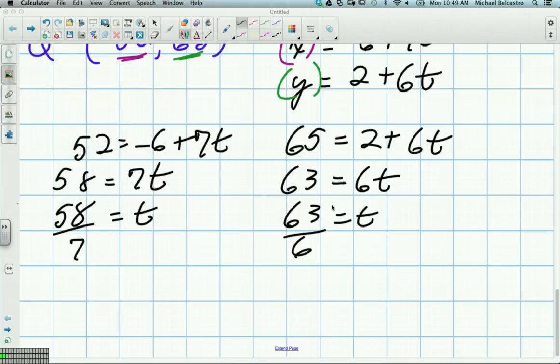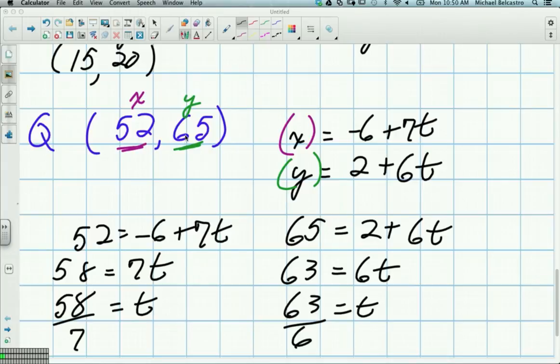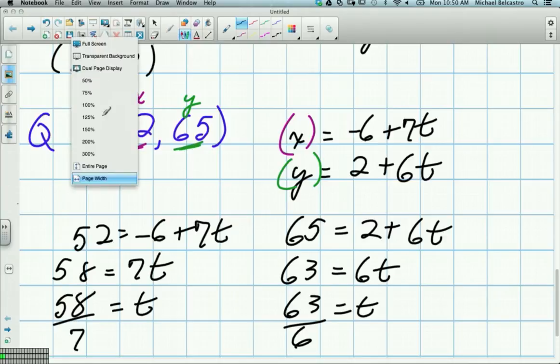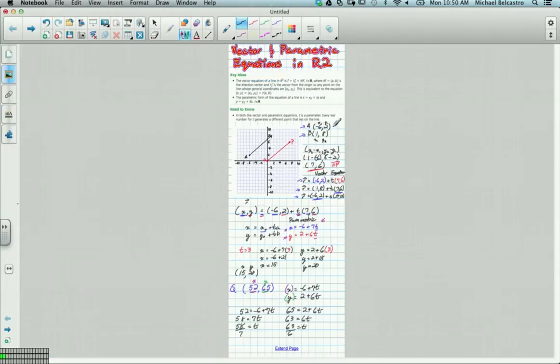So the parameters were different in this question, which means this point that we just randomly made up does not lie on this vector. And those are two of the ways parametric form can be very helpful compared to our vector form.